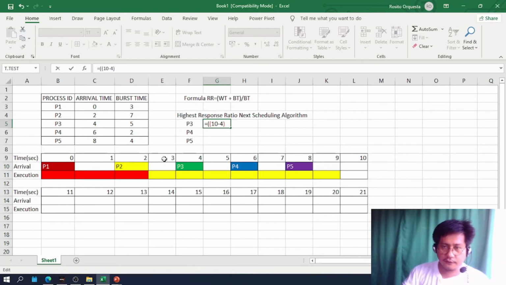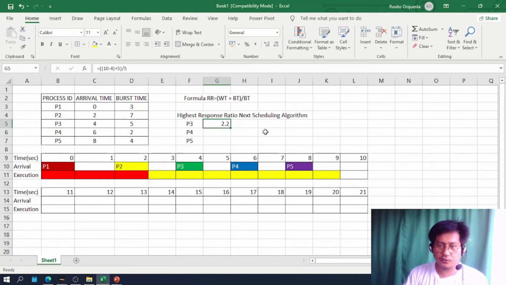After subtracting, we add its burst time. P3 has a burst time of 5, so we add 5. Then we divide the result by its burst time, so divide by 5. Enter. So it has 2.2. The response ratio of P3 is 2.2.